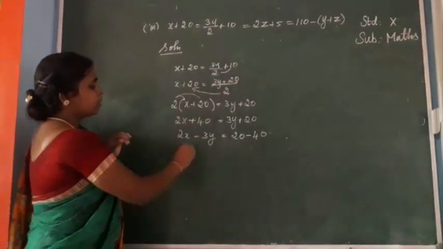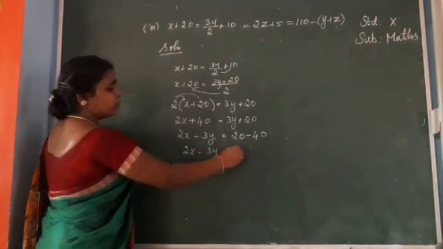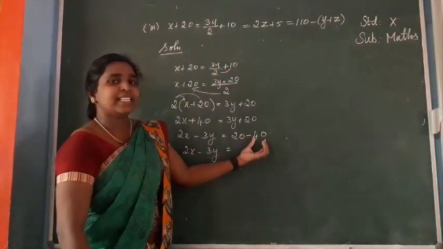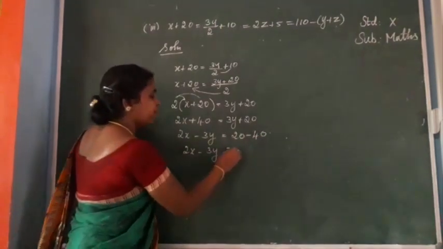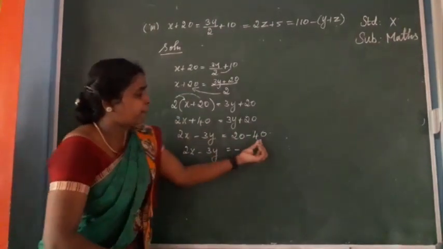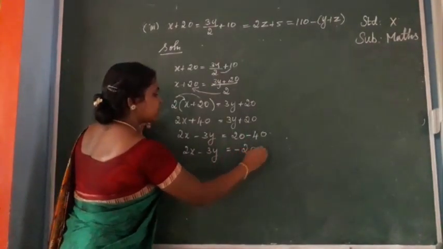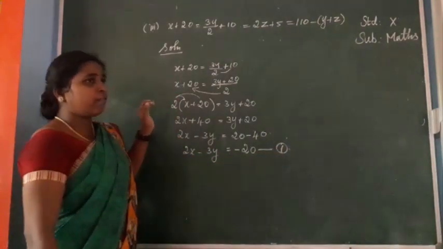Okay, now 2x minus 3y equal to, you see, one is positive, another one is subtraction, but the greater number is negative. So first you have to put the minus symbol, so minus. Now you subtract 40 minus 20, so 40 minus 20 is 20. Okay, this is equation 1. We got equation 1.